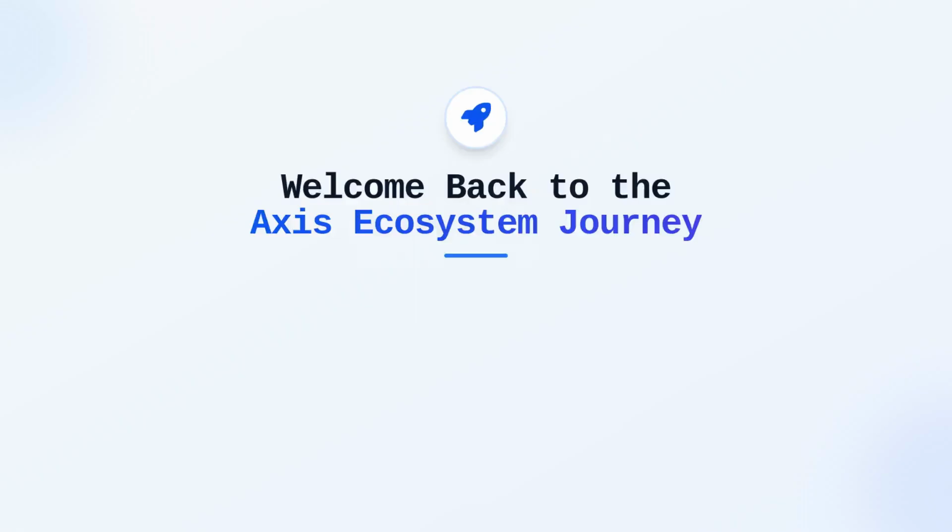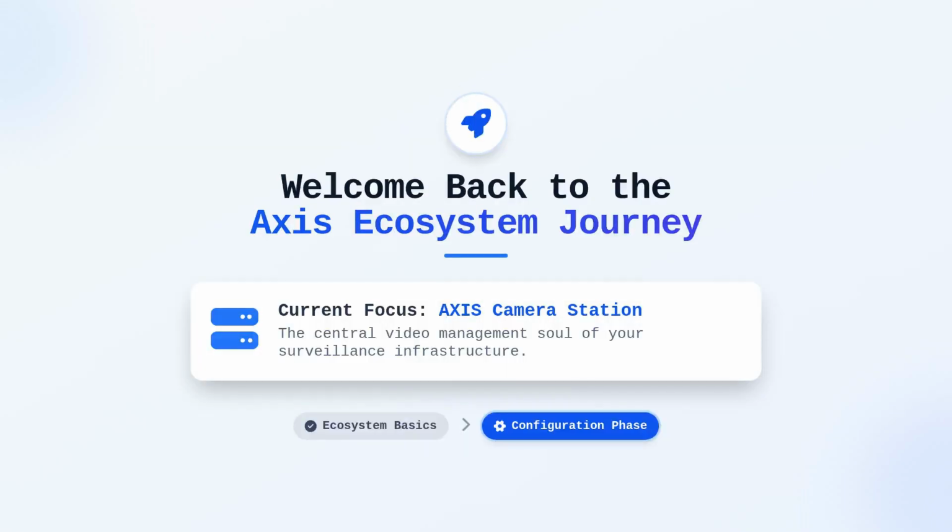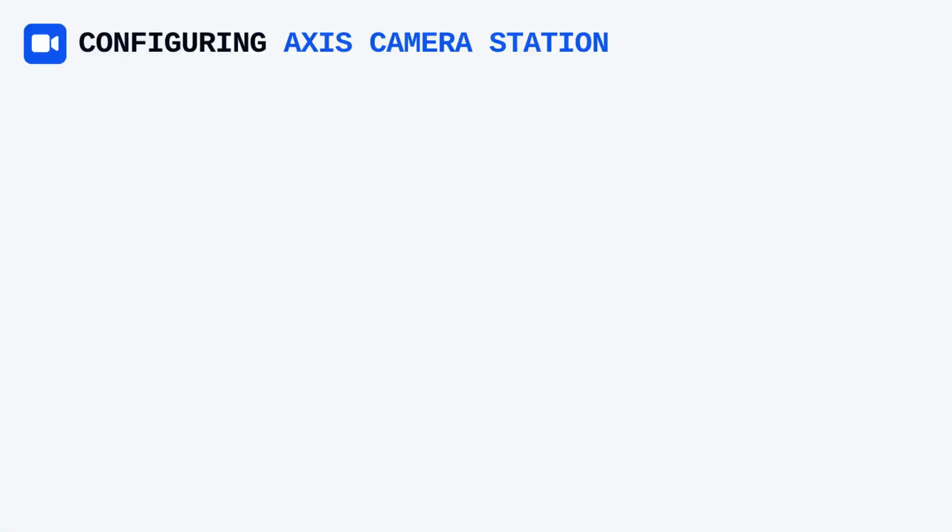Welcome back to our technical journey through the Axis ecosystem. This chapter focuses on the configuration of Axis Camera Station, the central video management core of your surveillance infrastructure. Configuring Axis Camera Station effectively turns a collection of scattered hardware components into a coherent, manageable video management system.